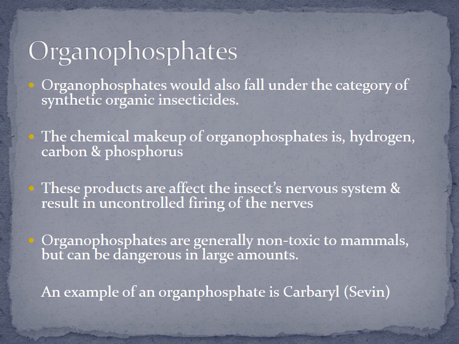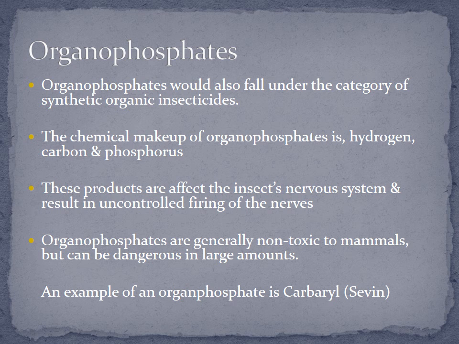Organophosphates are generally non-toxic to mammals, but again can be dangerous in large amounts. So keep in mind, as with any insecticide, obviously in a large amount it can be dangerous to anything. So we always need to follow the label, because the label is always going to be the law.